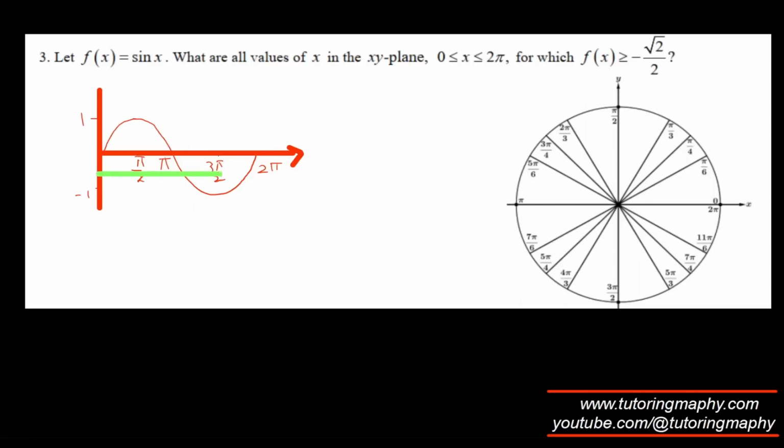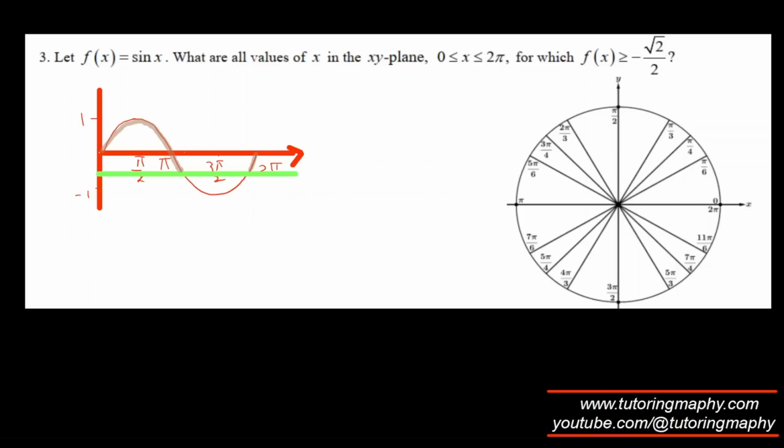So that's the answer. And mind it, this time they need all the values, so again, 0 to 2 pi, never mind. We need to find when the red one is greater than the green one. So obviously this entire portion, I'll just shade it. This entire portion is when the red one is above the green one.